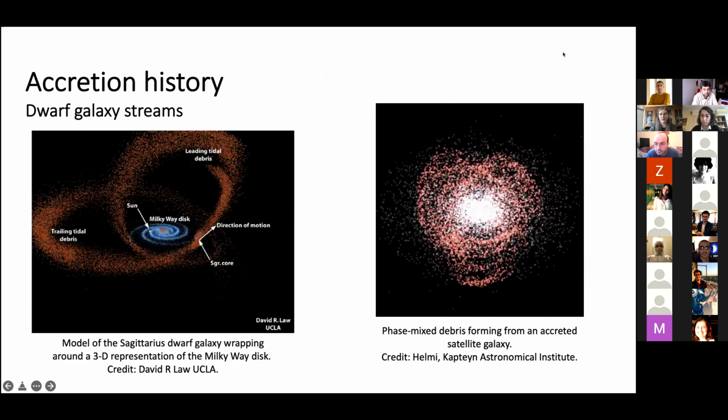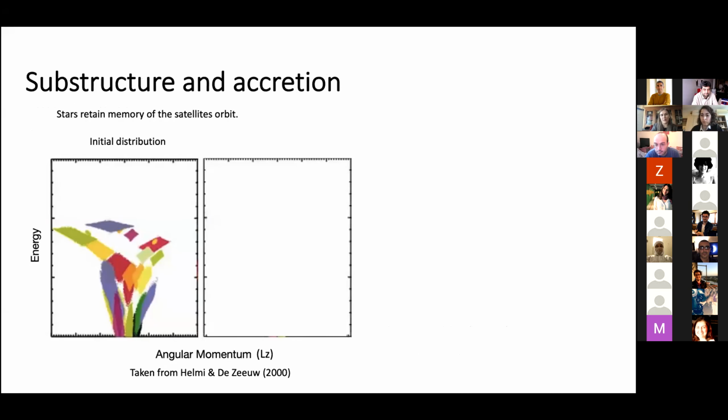So since we can't look for this debris as streams on the sky, we want to use properties that remain conserved along this orbit. So this is what I'm showing you now. I'm showing you energy and angular momentum, where it's the Z component of the angular momentum. And these are two properties that we use and we refer to as integrals of motion.